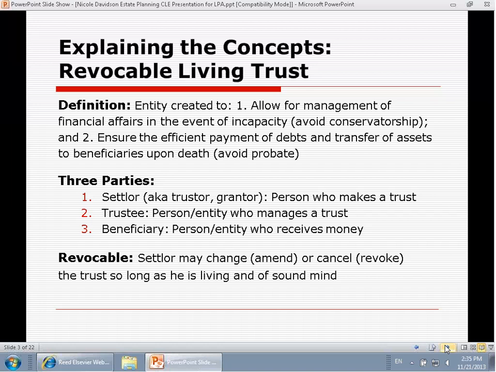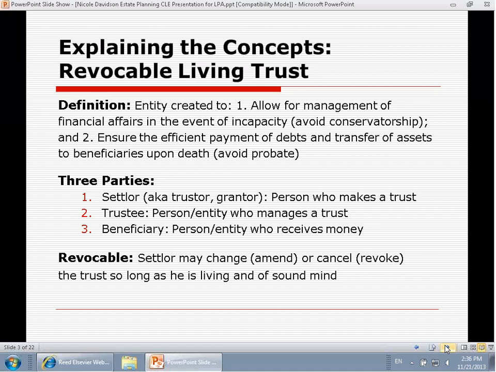So the second party is the trustee, and this is a person or an entity who manages the trust assets, and this is oftentimes the settlor. In a Revocable Living Trust it will be, and eventually it will change to someone else when the settlor lacks capacity. The third party is the beneficiary, and this would be the person or persons or entities who receive assets of the trust. Again, this will be the settlor during the settlor's lifetime.